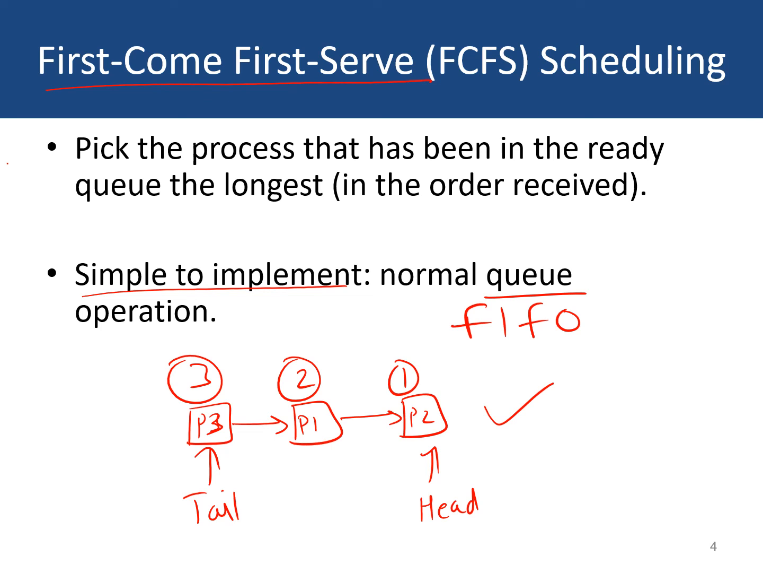So the way this will work is, let's say a new process P4 now enters the system. So the PCB or the process control block of this new process would be linked to the tail of this queue. And when the CPU is free, it would be allocated to the process that is at the head of this first come first served queue.